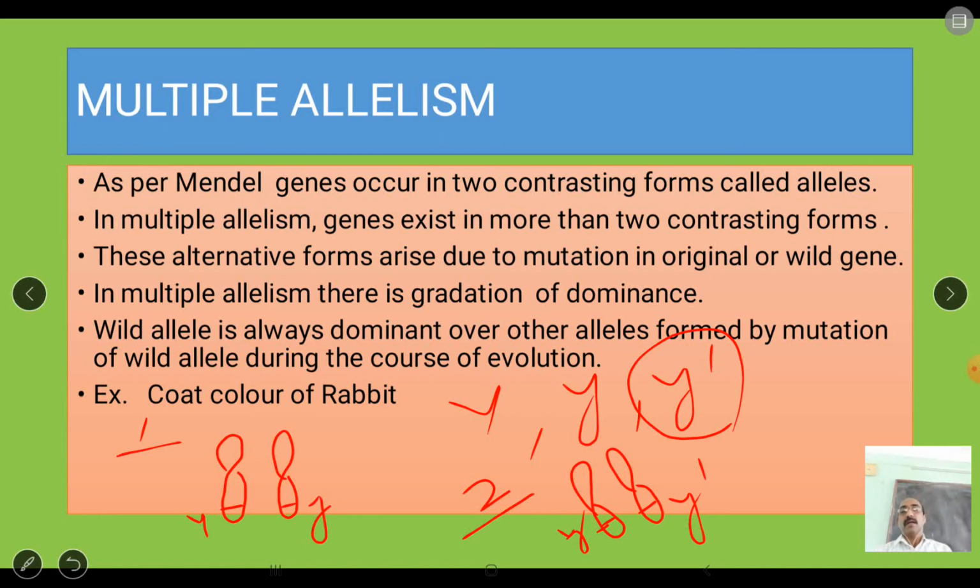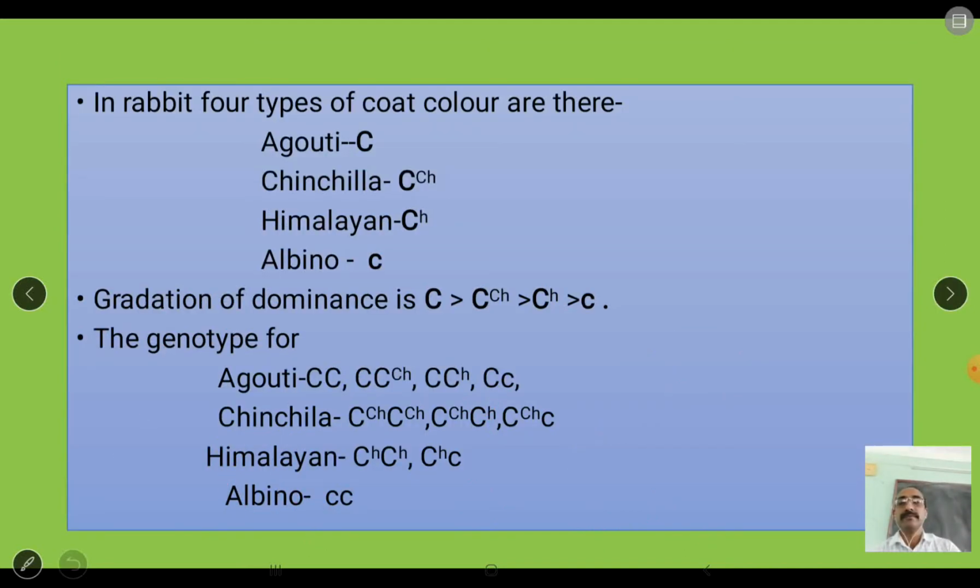Got it? So, now let us take an example of multiple allelism. Let us take the example of coat color in rabbits. In rabbits, 4 types of coat color are there: agouti, chinchilla, Himalayan, and albino. The agouti is the wild one and it is denoted by capital C, chinchilla c^ch, Himalayan c^h, albino c. So, the gradation of dominance is agouti, followed by chinchilla, then Himalayan, then albino.